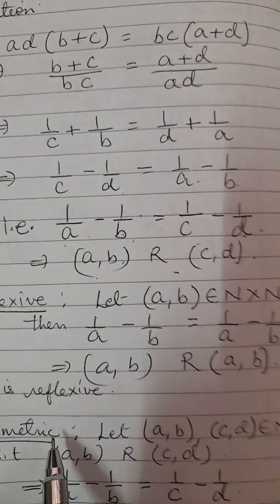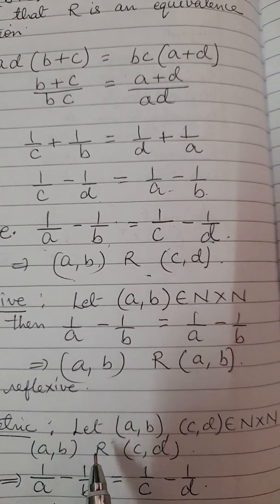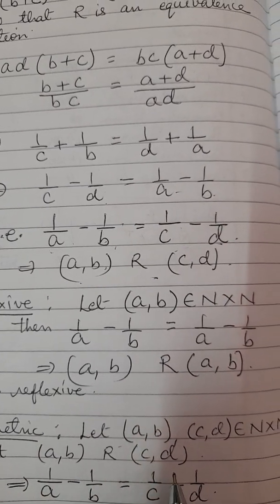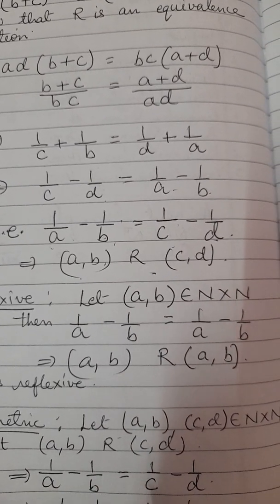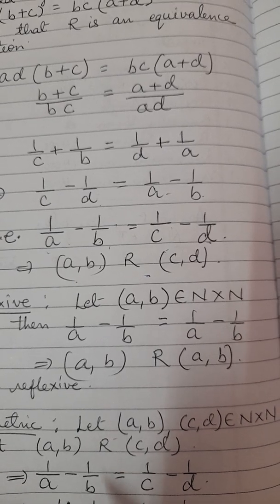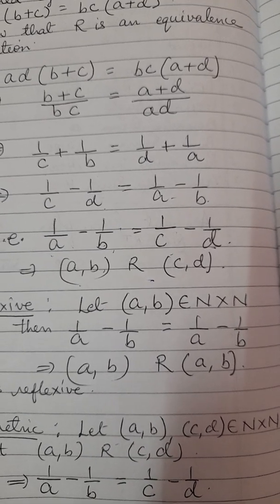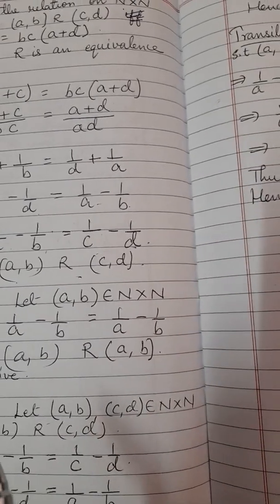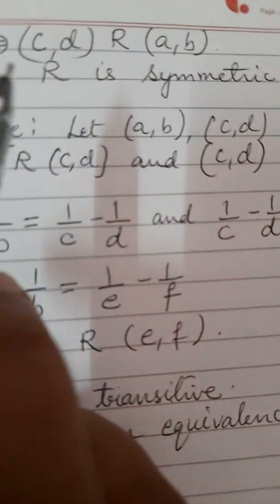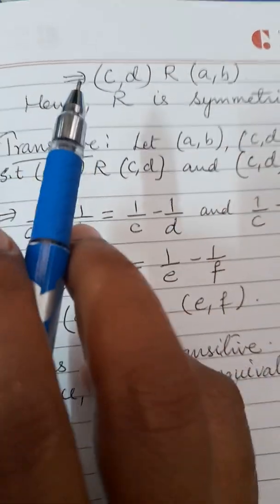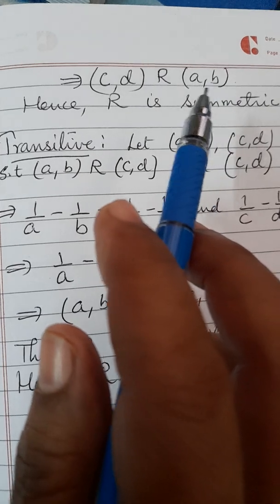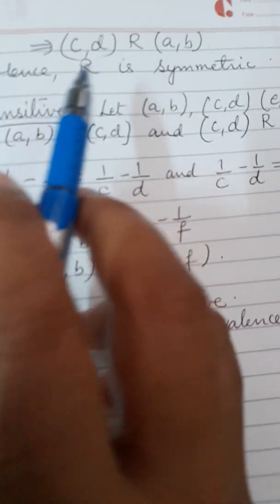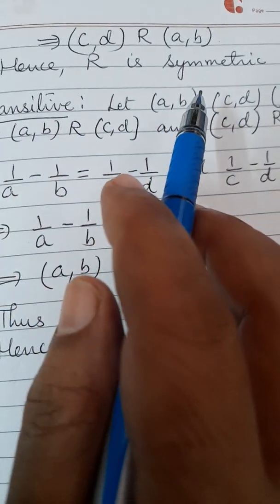For symmetry, I will take two elements and one relation. Let (a, b), (c, d) belong to N cross N such that (a, b) is related to (c, d). Now if (a, b) is related to (c, d), I can say 1/A - 1/B = 1/C - 1/D, and then I can reverse the places of these two. If I reverse the places, I will get 1/C - 1/D = 1/A - 1/B, which implies that (c, d) is related to (a, b). So R is symmetric.